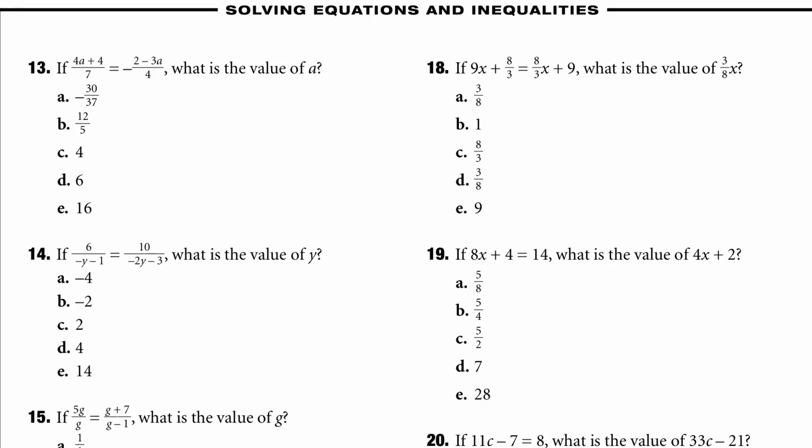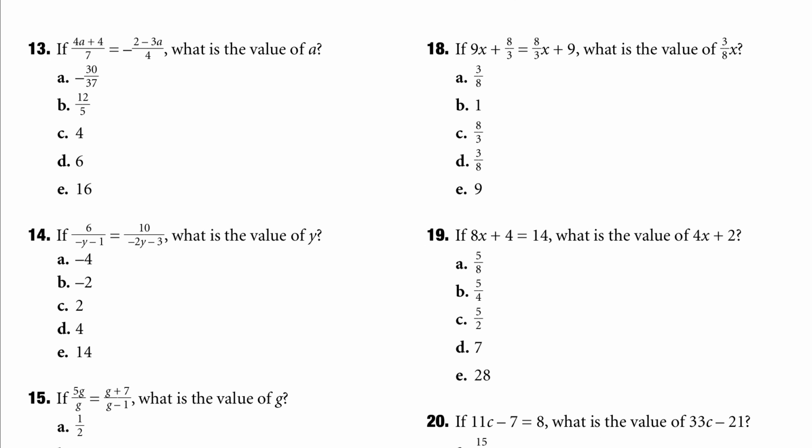Okay, question number 13. If (4a plus 4) over 7 is equal to (negative 2 minus 3a) over 4.